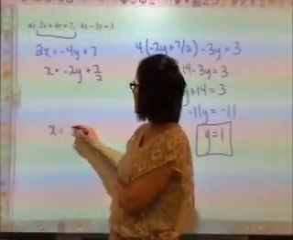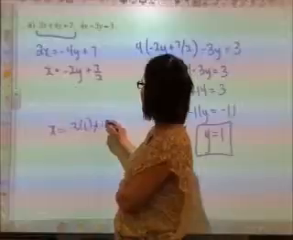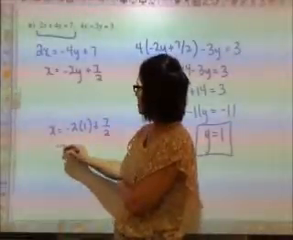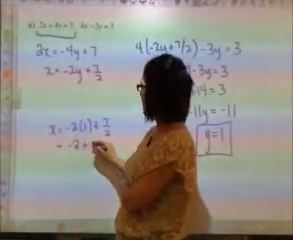X equals negative 2 times 1 plus 7 halves. So that becomes negative 2 plus 7 halves.